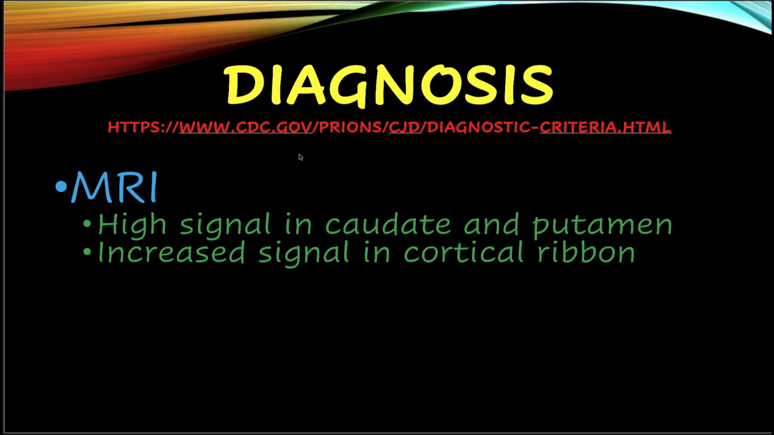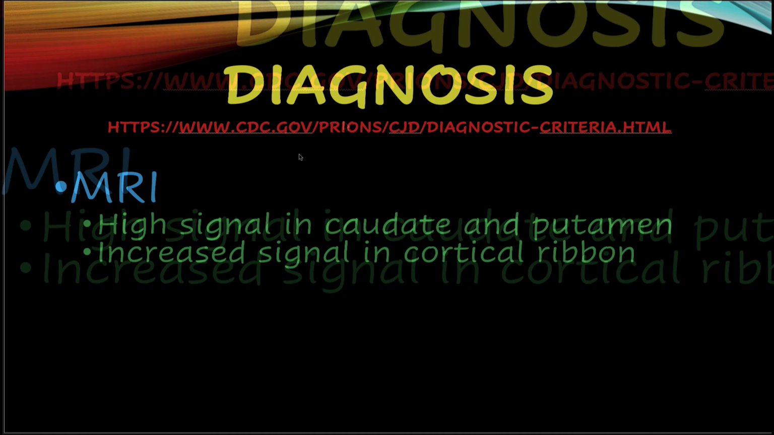MRI is also mandatory when you're making a diagnosis of CJD. You specifically look for high signal in the caudate and putamen, and you can also find an increased signal in the thalamus and in a cortical ribbon involving frontal, temporal, or parietal head regions.